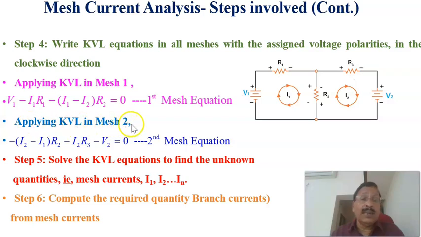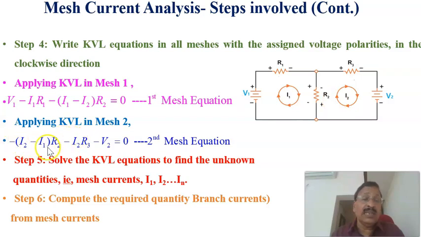Similarly, we have to apply the Kirchhoff's voltage law equation to the second mesh. In this case, the current through this one is I2, and the drop is minus I2 into R2. Of course, the current through the shared resistance is I2 minus I1 in this direction. Therefore, I2 minus I1 into R2, and since it is a drop, it is minus.